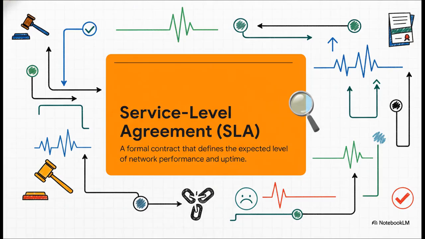Okay, so this is a really important point. Network health isn't just some vague idea. It's a formal promise. It's a contract. And it's called a Service Level Agreement, or SLA. This thing legally guarantees a certain level of performance and uptime, like the network will be up 99.999% of the time, and if that promise is broken, there are penalties.